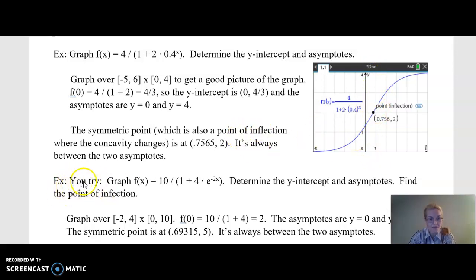So go ahead, you try right now. Grab your calculator, graph f of x equals 10 divided by 1 plus 4 times e to the negative 2x. And from that graph, tell me what its asymptotes are, find the y-intercept, and also find the point of inflection. So I'm going to pause the video. I'm going to grab my calculator. You do the same. Pause and graph this on your own.